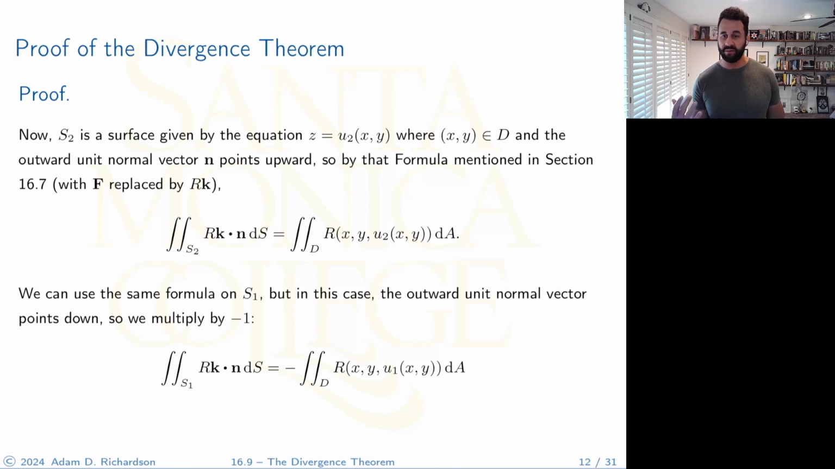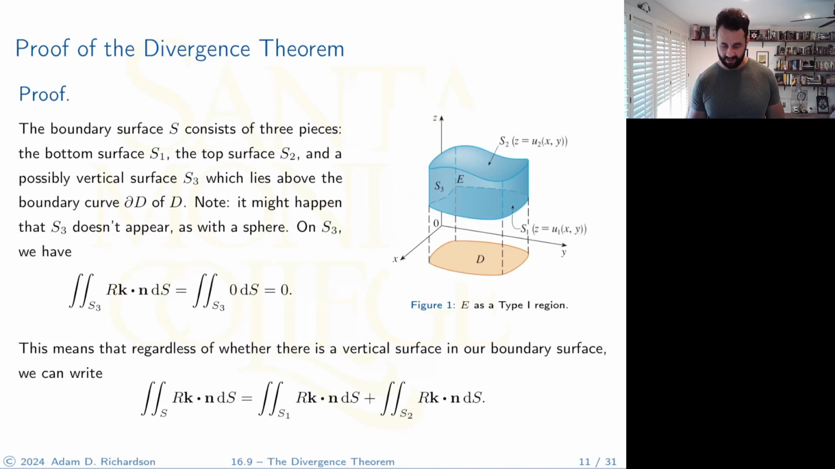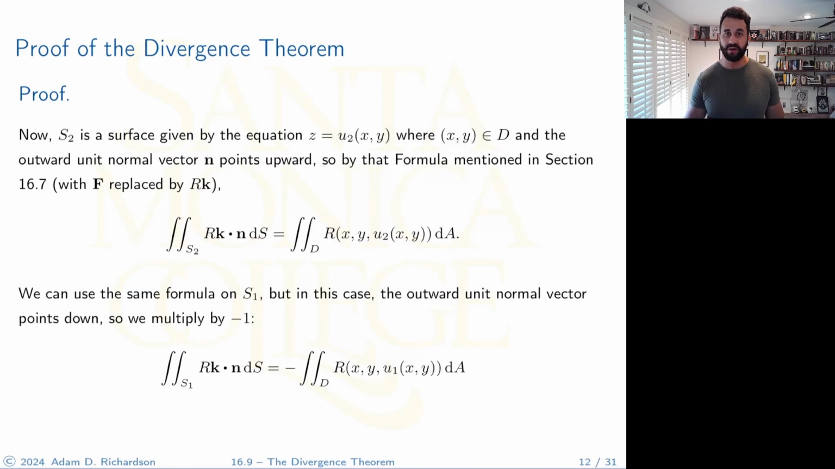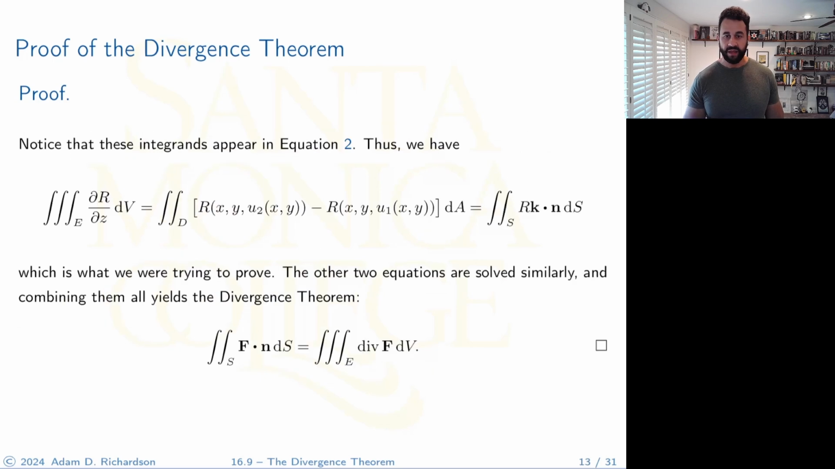Now we can use the same argument on the surface S1. That's the surface beneath right here. We can use the same argument, but now the outward unit normal vector points down. So we need to multiply the whole thing by -1. And so then what you get is this. There we go. Now we're going to add those together to get this. Now it all connects.